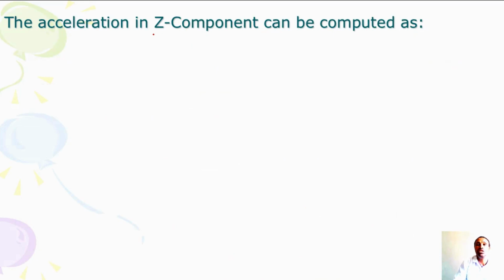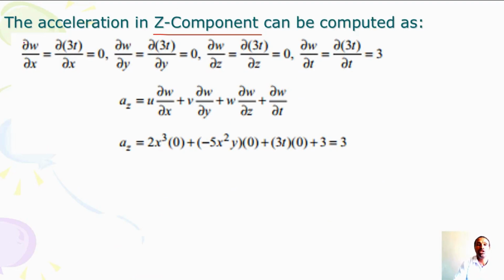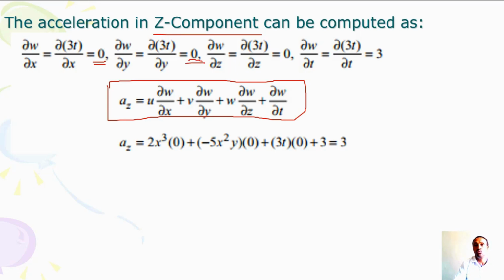And the acceleration in z component can be determined as this one. So you will just differentiate again, ∂w/∂x. This is the general equation for acceleration in z component. Then you have ∂w/∂x, which is 0 for the w component. Then with respect to y, 0, there is no y variable here. Again no z, so it will be 0. Then with respect to t, it will be 3.